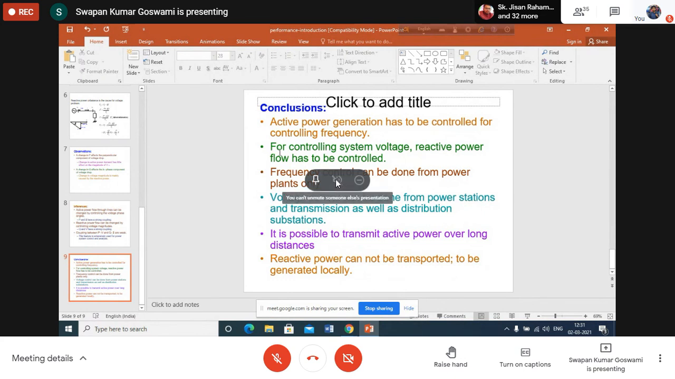Books. Regarding the books, there is one book by Elgard, O.I. Elgard, on frequency control. This is a very, very good book. It is available in our library. Maybe it may be available in the free version, maybe available in the net also. You can search for energy system control like that. It is O.I. Elgard. Okay.